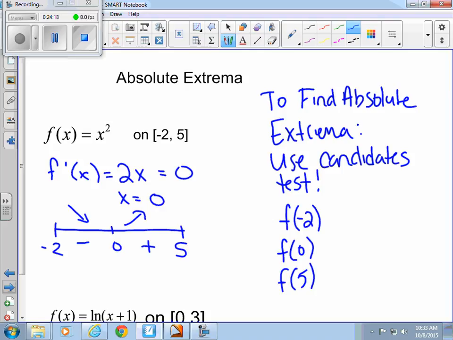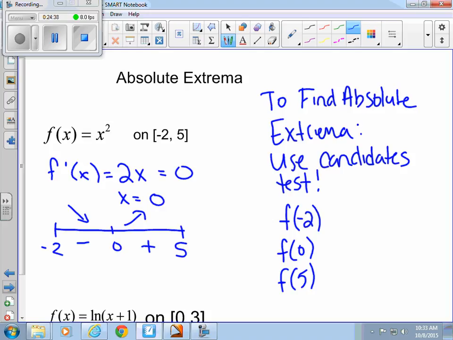We're going to plug them in and see which one's the biggest. And we're going to plug them in and see which one's the smallest. The biggest one's the absolute max, the smallest one's the absolute min. These are the candidates, so it's called a candidate's test. Here are 3 candidates for an absolute extrema here. So we're going to plug them in and see which one works.